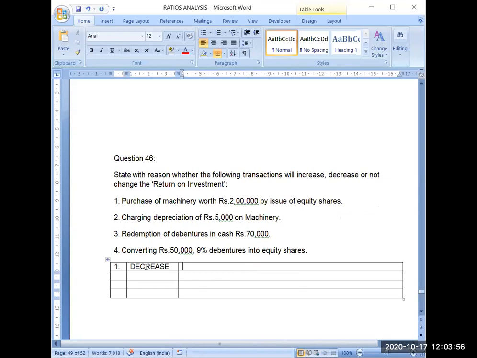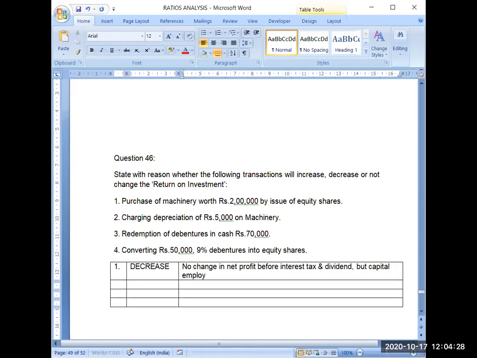The reason you will write is: no change in net profit before interest, tax, and dividend, but equity share capital is increasing, or capital employed is increasing. This is the reason. You have to write the reason always.